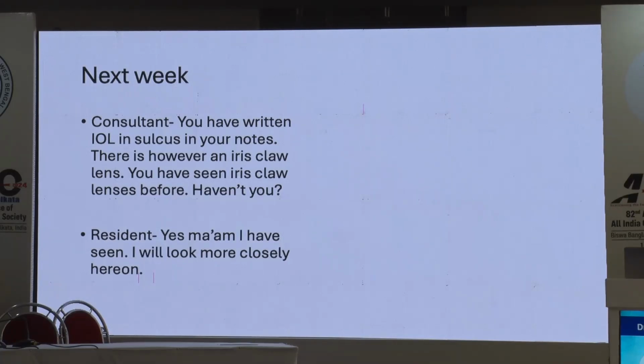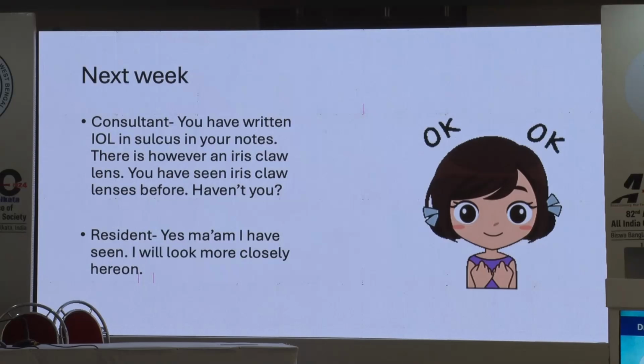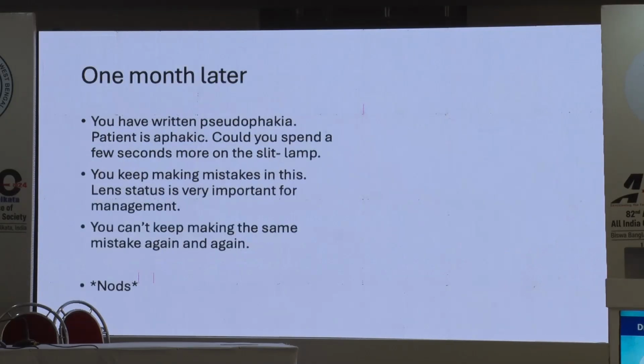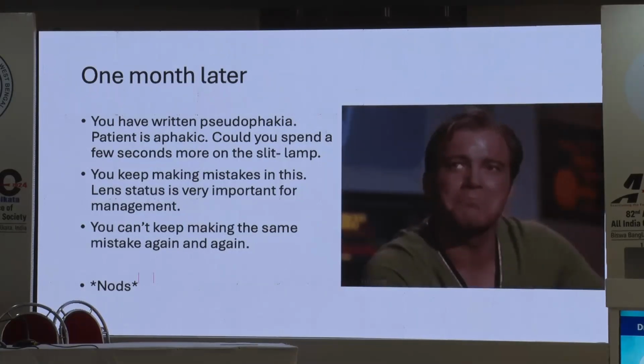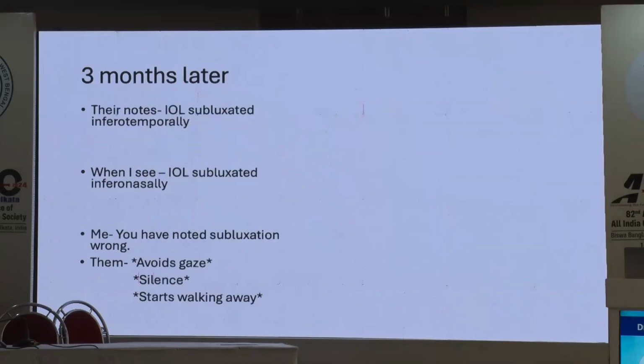You've seen iris claw lenses before, haven't you? And the resident says, yes, ma'am, I have seen. I will look more closely from here on. One month later, you've noted the lens status as pseudophakia, but the patient is aphakic. Could you please spend a few more seconds on the slit lamp? You keep making mistakes like this. Lens status is very important for management of any ocular condition. Can you not please make the same mistake again and again? This time, there's just a nod.